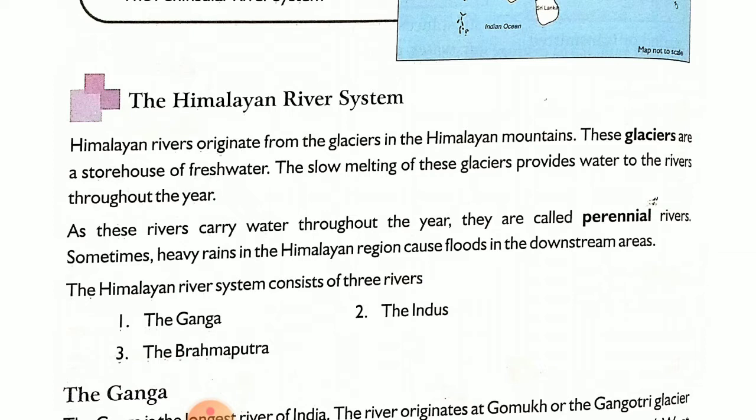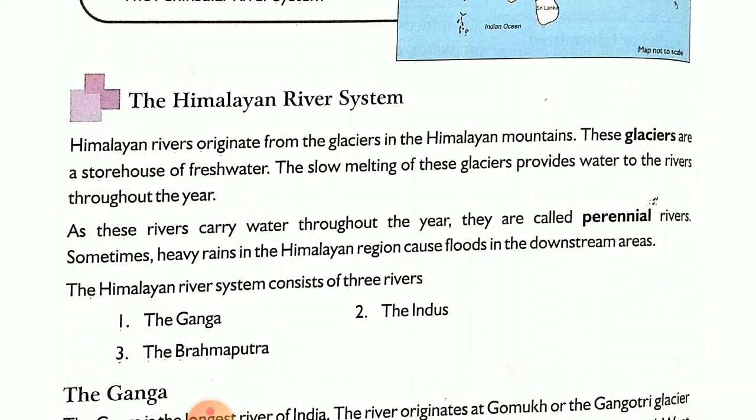Himalayan rivers originate from the glaciers in the Himalayan mountains. These glaciers are a storehouse of fresh water, and the slow melting of these glaciers provides water to the rivers throughout the year. Throughout the year these rivers have water. They never get dried up because of the slow melting of glaciers. The ice gradually melts and gets converted into water, so this slow melting provides water to the rivers. That's why throughout the year they get water.